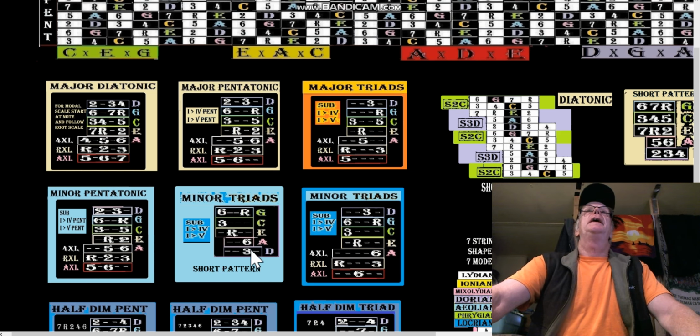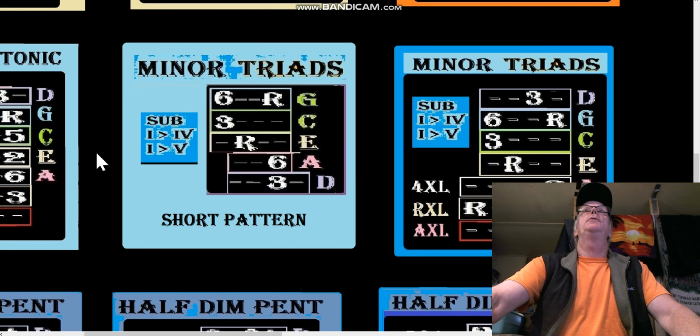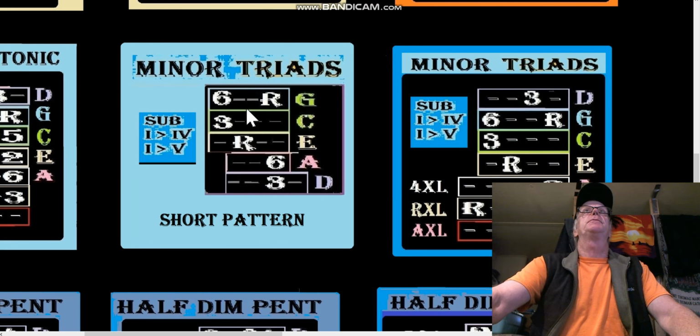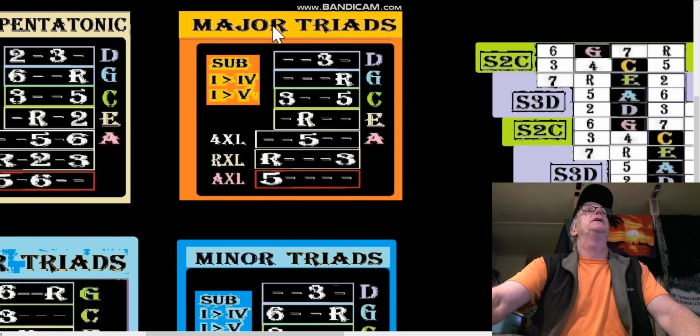So again, there's only one minor triad string shape set to learn, and we're just going to suppress the 5, and we're going to suppress the 4 and the 2. But really, we're going to just replace the 5 with the 6 from the major triads up here. Here's our major triads.